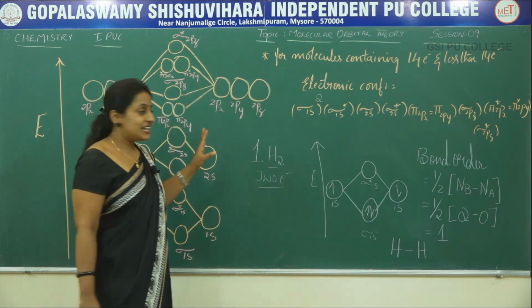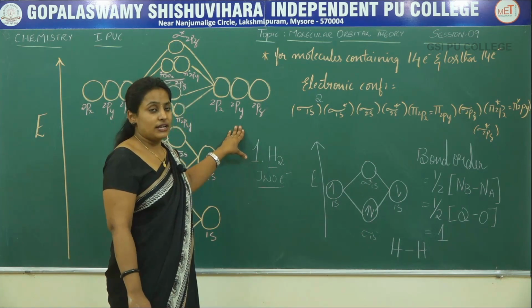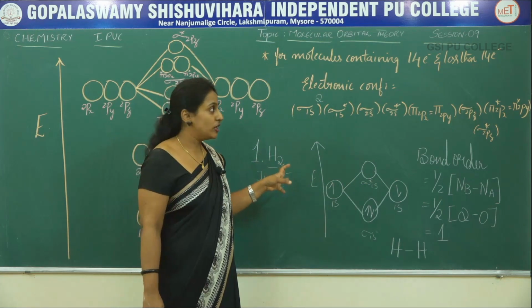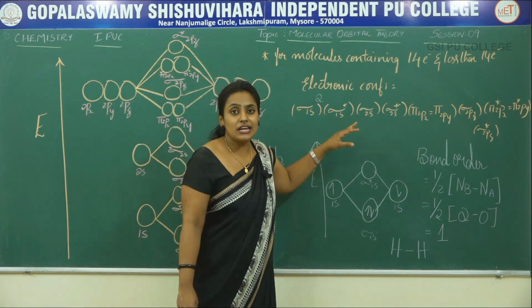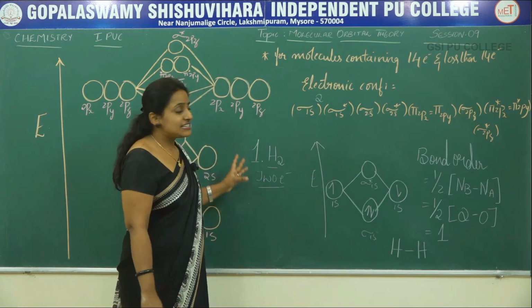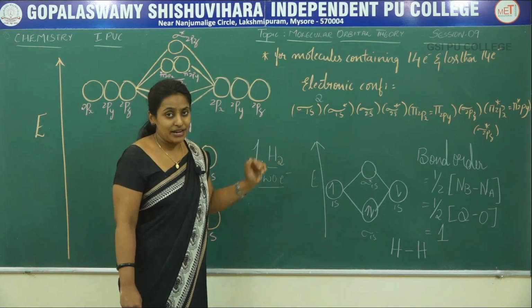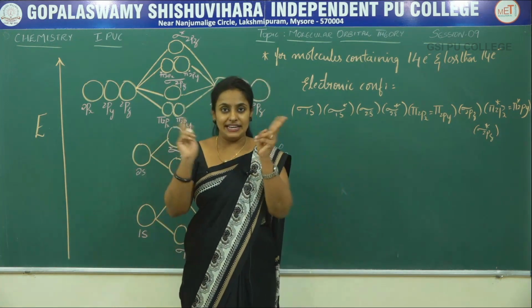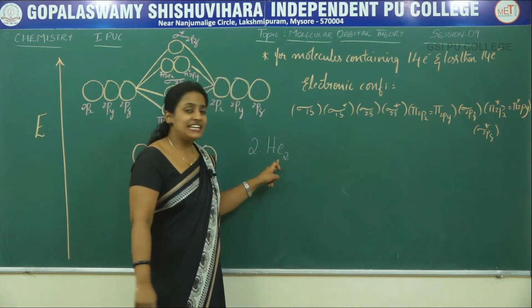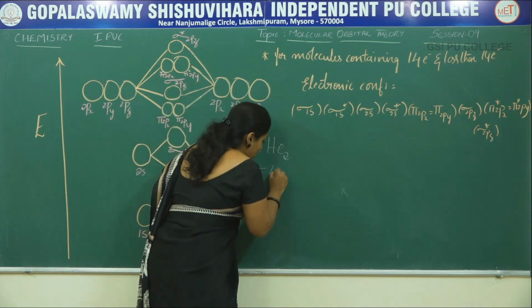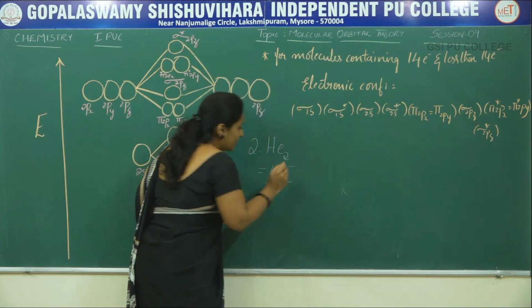So, this is how we calculate the bond order and magnetic property of a given molecule by using the molecular orbital diagram, that is the energy level diagram. Now, let us consider the next example, the helium molecule. This helium molecule is made up of 2 helium atoms. As we know, each helium atom contains 2 electrons. Therefore, the number of electrons would be 4 electrons.